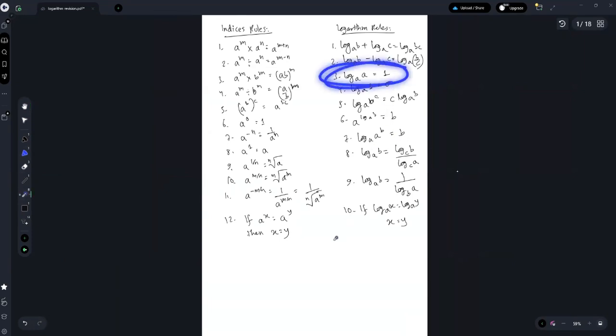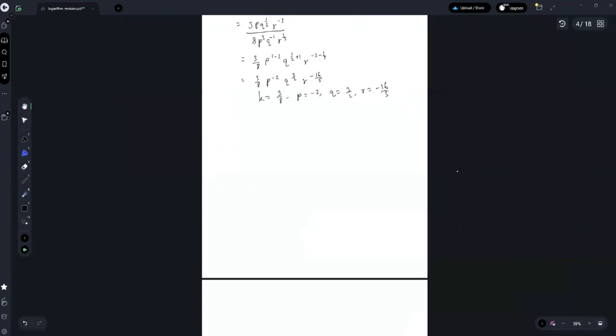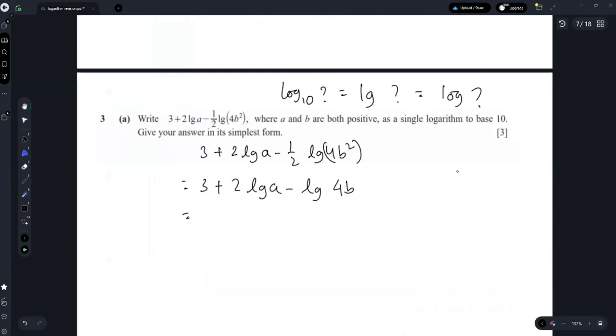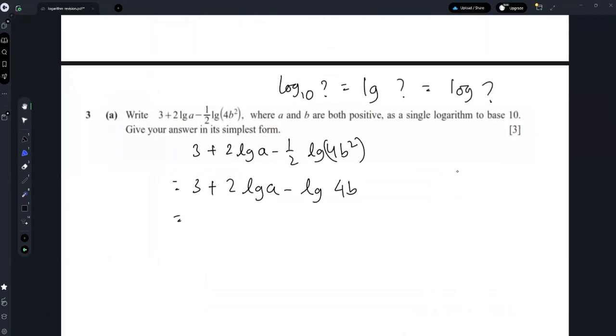Log base a of a equals 1. It means that if the base and the inner portion are exactly the same, then we can say this equals 1. So the base has to be exactly the same as this portion right here. So in that case, I have 3 LG10 plus 2 LGA minus LG4B. Because this is exactly the same as 3 times 1, I can write 1 as LG10. And because of this, I should now be able to write all three in the form of a single logarithm. Not yet, actually. I realized the parts outside the logarithm have to be dealt with.